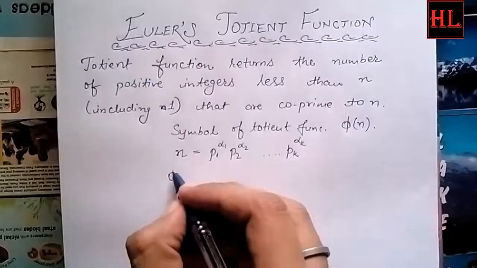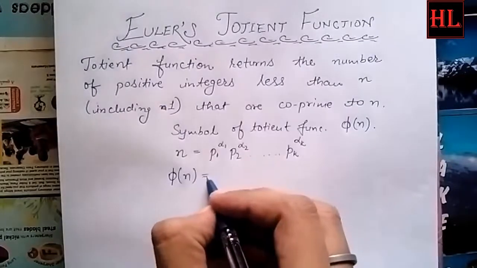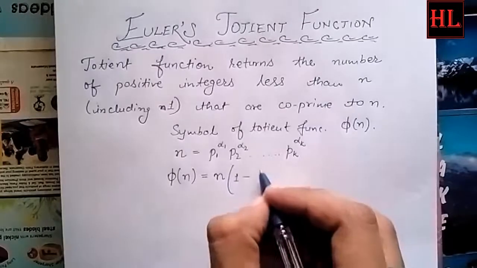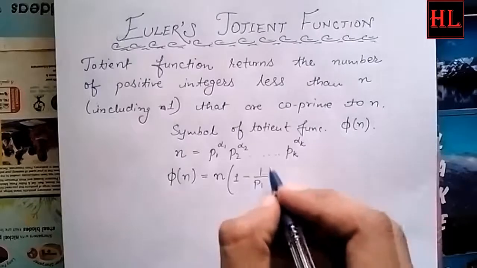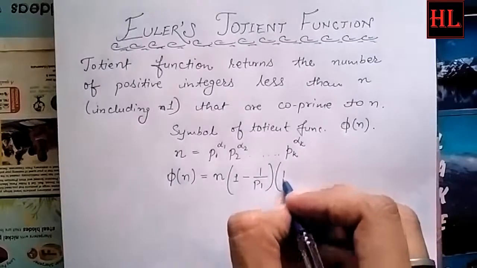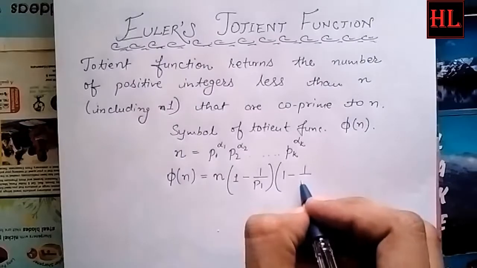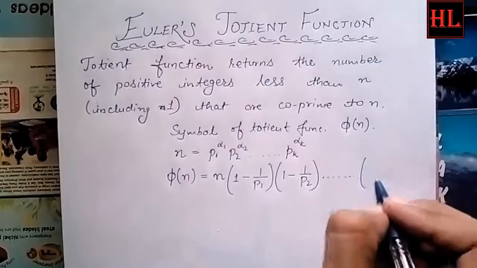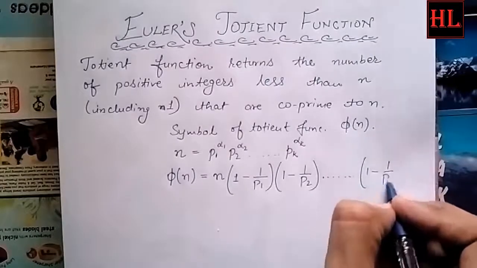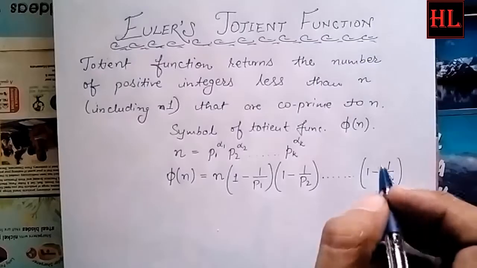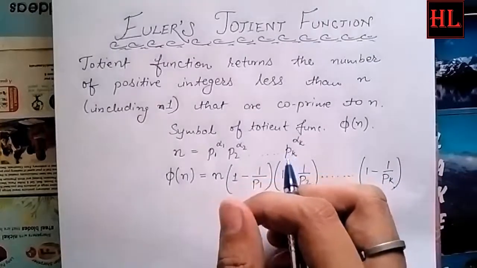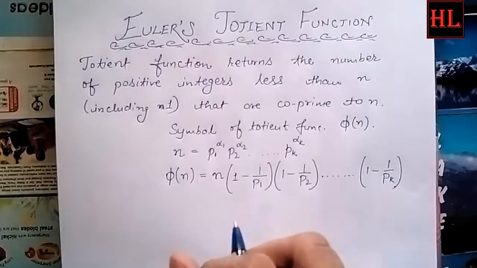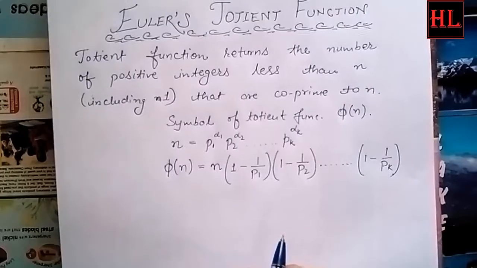And then the formula for the totient of n will be equal to n multiplied by (1 minus 1/p1), multiplied by (1 minus 1/p2), up to (1 minus 1/pk). So that's the formula, which is called Euler's product formula, and let's see its application.